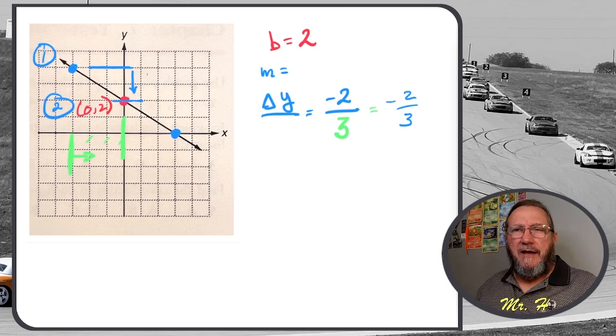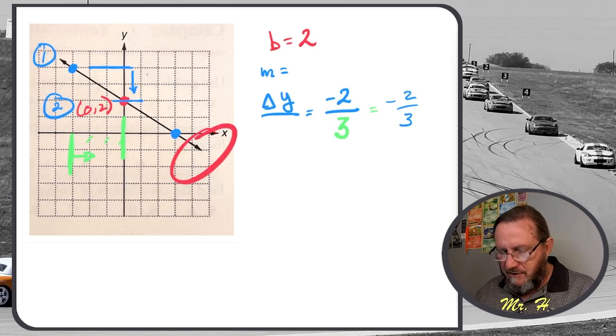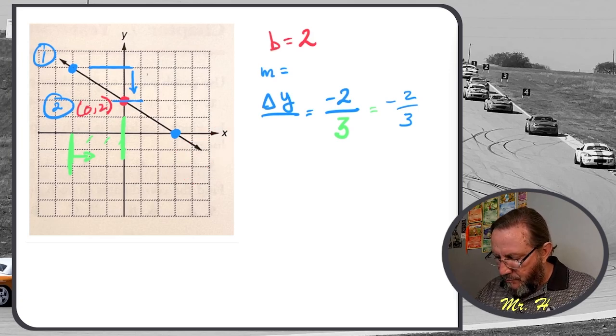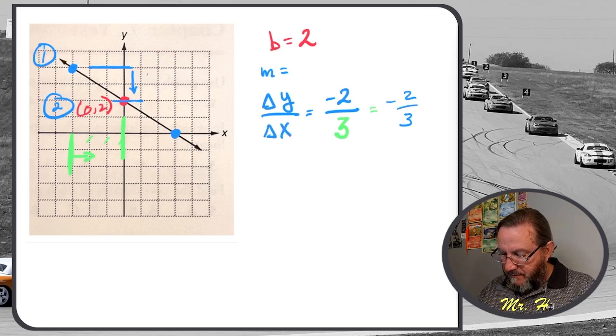Okay? If my answer had not been negative, I would have hit timeout. Let's go back and recalculate, because I would have done something wrong. Because as we stated, the right side of the graph is going down. It's decreasing. The slope has to be negative for that to happen. So there's our slope, negative 2/3. Notice that I didn't put my delta x right there. Change in x is what that should have been.